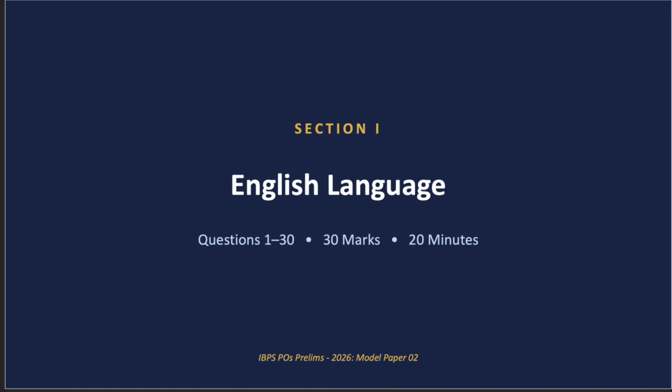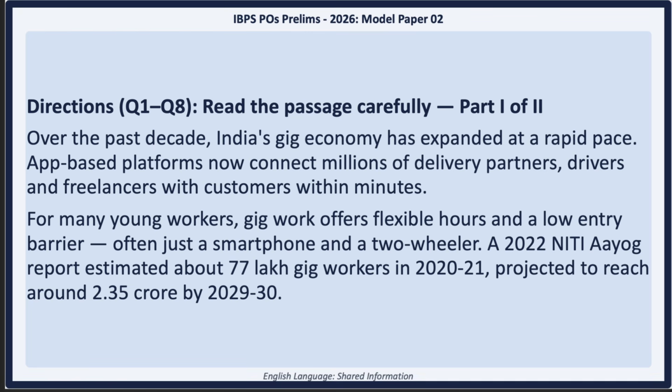Questions 1 through 8 are based on a reading passage about India's booming gig economy. A very timely topic. Very. And the passage outlines how easy it is to enter this workforce. You basically just need a smartphone and a two-wheeler. But it also highlights the dark side, right? These workers are independent contractors, their earnings fluctuate, and a welfare fund from 2020 has been painfully slow to reach them. Which is a beautifully constructed trap by the test writers.